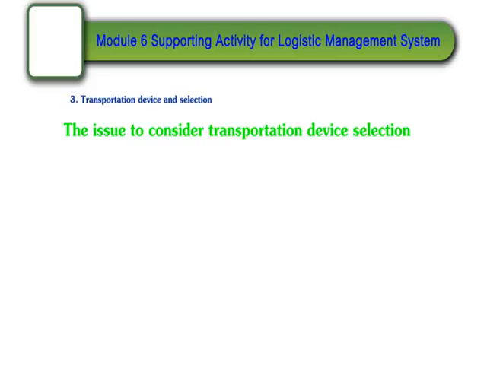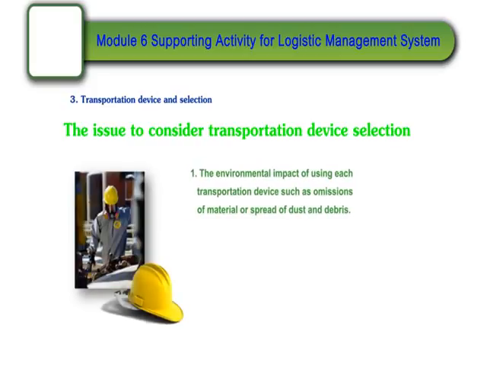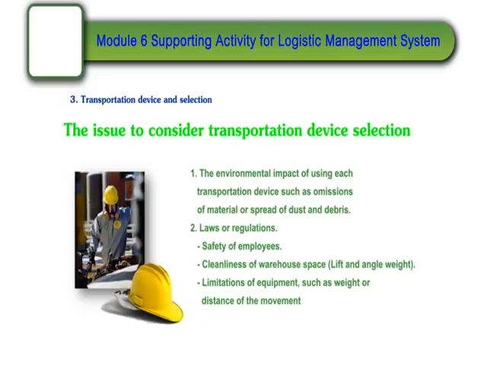The issues to consider in transportation device selection. Number 1, the environmental impact of using each transportation device, such as emissions of material or spread of dust and debris. Number 2, laws or regulations. Safety of employees. Cleanliness of warehouse space, lift and angle weight. Limitations of equipment, such as weight or distance of movement.